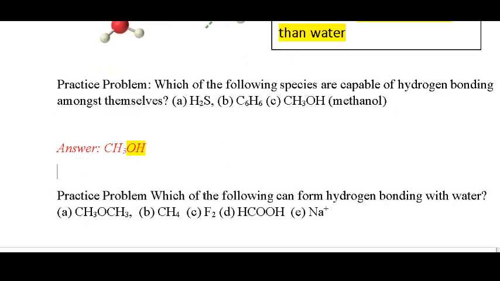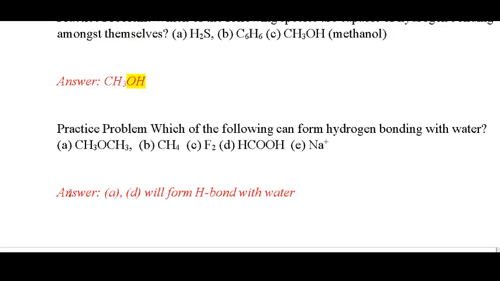How about this practice problem? Which of the following can form a hydrogen bond with water? So dimethyl ether, methane, fluorine, formic acid, this is called formic acid, and the sodium ion. All right, so dimethyl ether can form a hydrogen bond with water. The basis for that is the hydrogen has a partial positive. This oxygen has a partial negative. So that's an OH forming a hydrogen bond with an O. And so this can form a hydrogen bond with water.